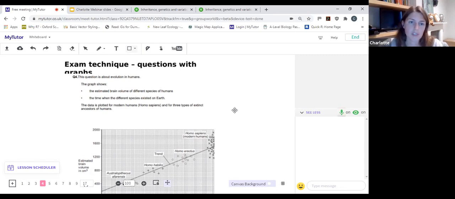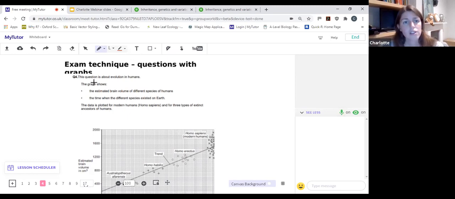Now we're going to talk about questions with graphs. And again, graphs are really easy to misread, so we do some more underlining. When you've got a little bit of text at the top here, it's well worth reading that properly, underlining the keywords, and do that before you even look at the graph or the question. So go into it with an open mind, if you see what I mean.